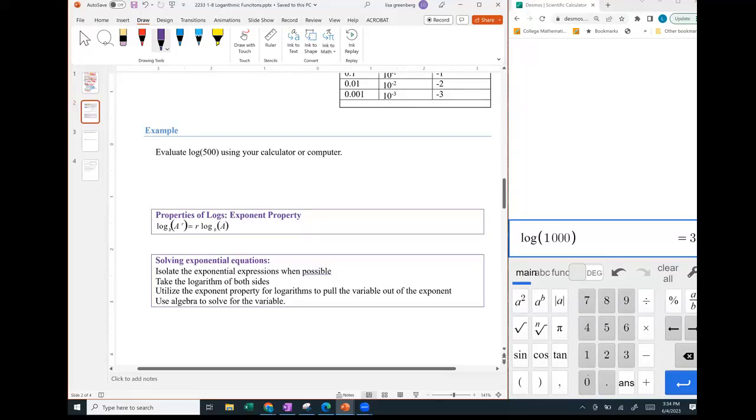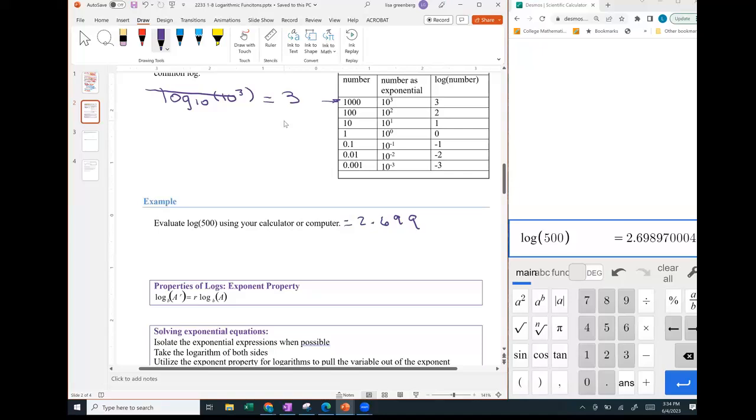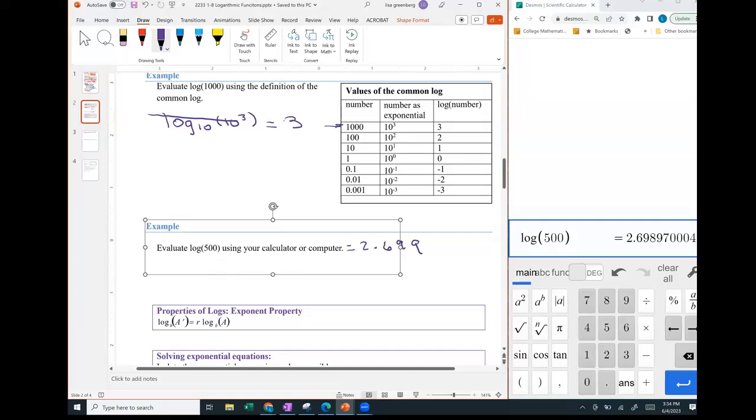Evaluate log 500 using your calculator or computer. Well, we already kind of been figuring this out along the way. This equals 2.699. I just want you to notice, logs are not linear because here at the top, the log of 1,000 was 3, and the log of 500 is not 1/2 of 3. So it has its own function.